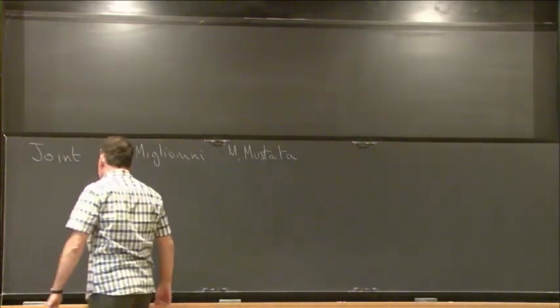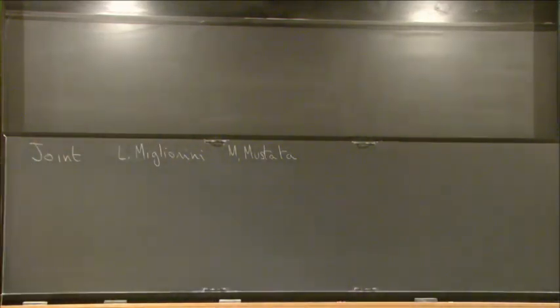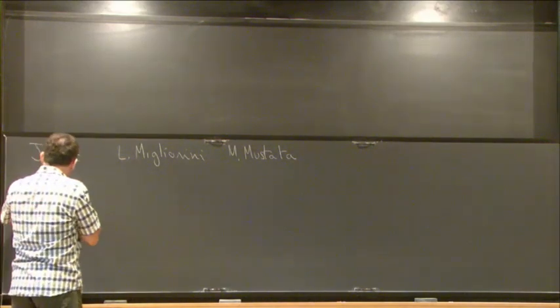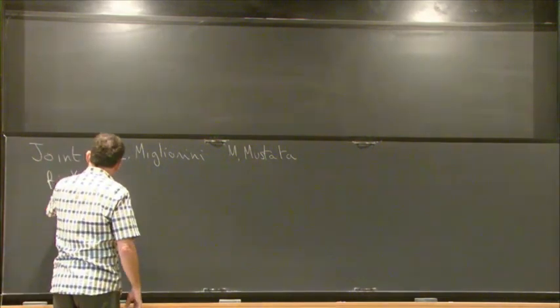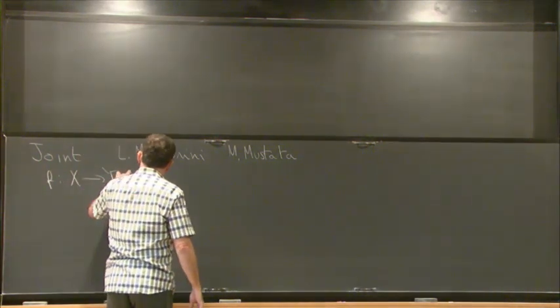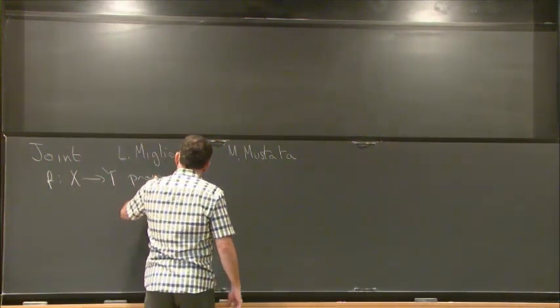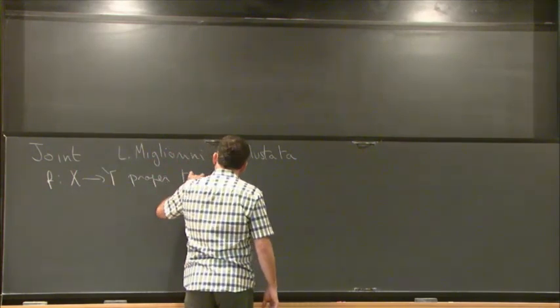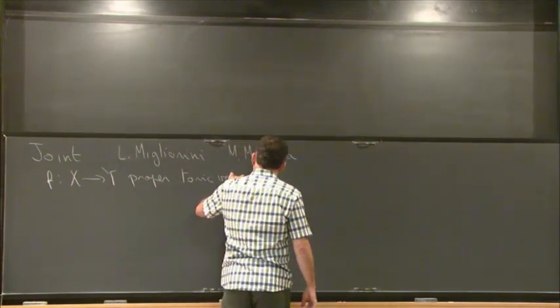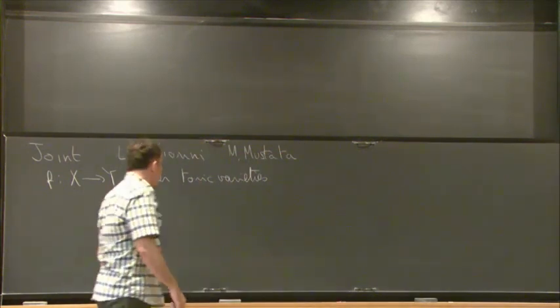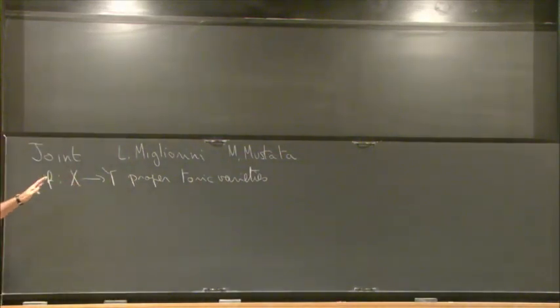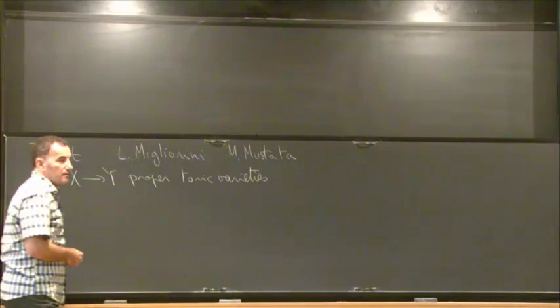So first let me say very quickly what is the content of the talk. We have a proper map between toric varieties. To give this is the same as giving a map between the underlying fans.